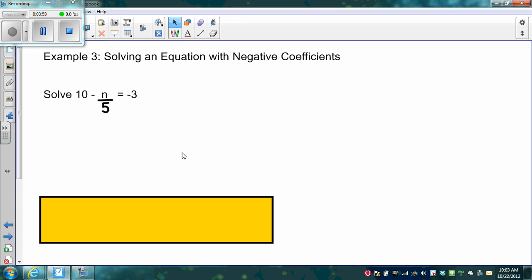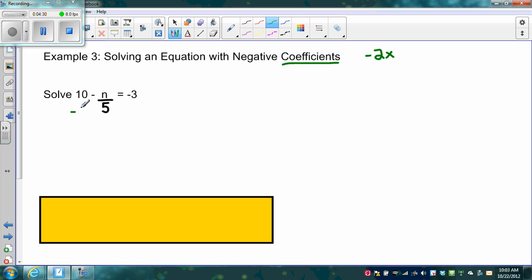And the last example is what happens when you end up with a negative coefficient. Remember that coefficient is the number associated with the variable. So you could have negative 2x. So negative 2 is our coefficient. So in this problem here, we have 10 minus n divided by 5 equals negative 3. You always want to start with this 10. Let's get rid of the 10 because it's not directly associated like the 5 is with the n.